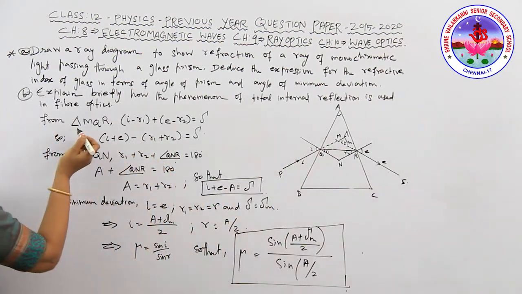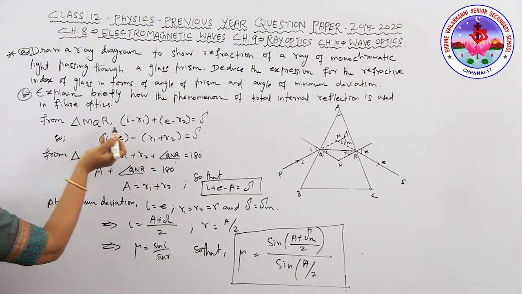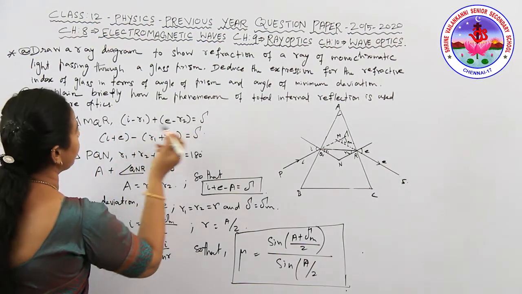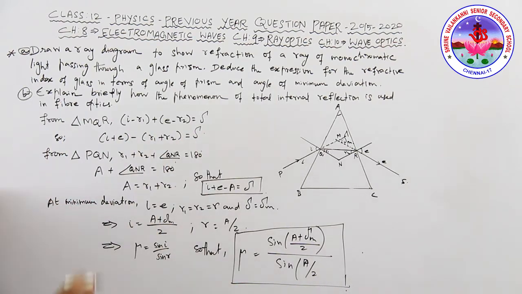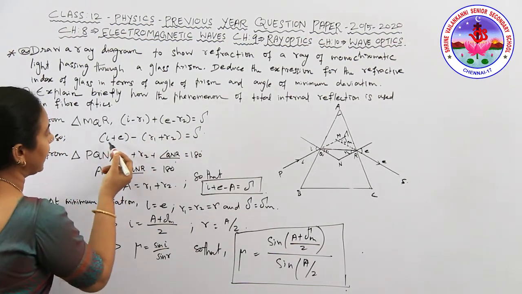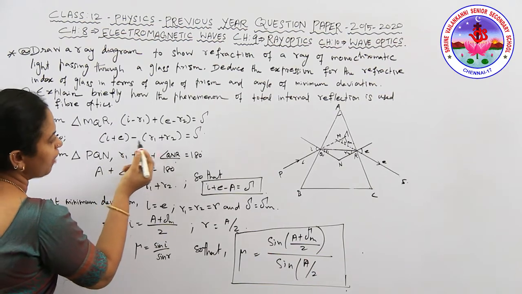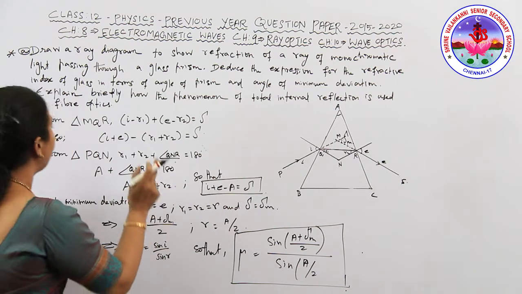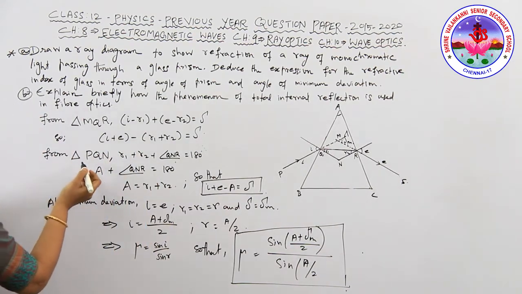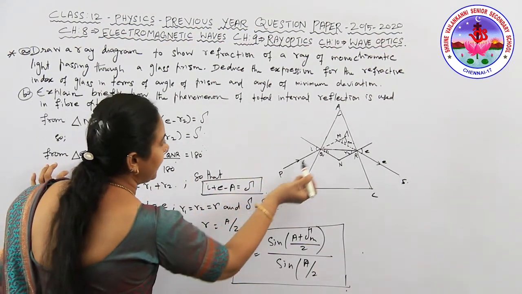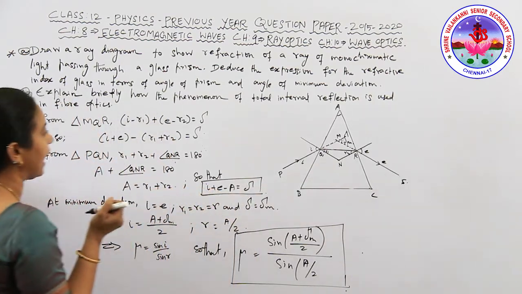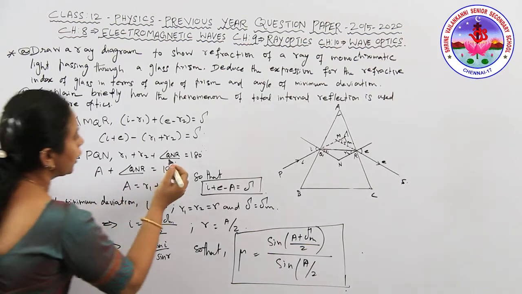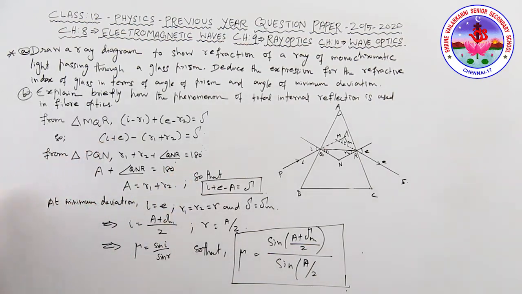So from the triangle MQR, we will get (i − r1) + (e − r2) equal to sigma. We can rearrange and say that i + e − (r1 + r2) is equal to sigma, right children? Yes? Now, from the triangle PQN, you will get r1 + r2 + angle QNR equal to 180 degrees.